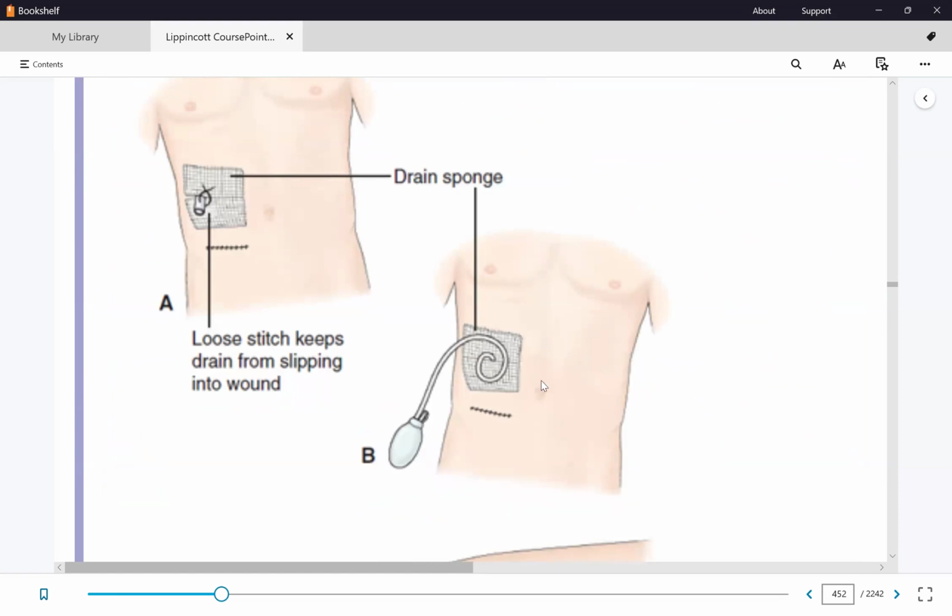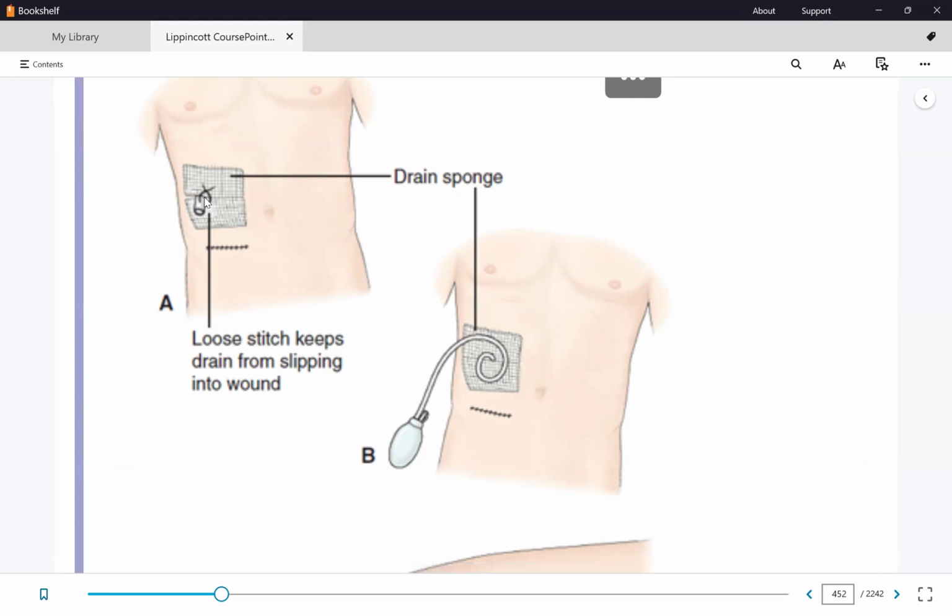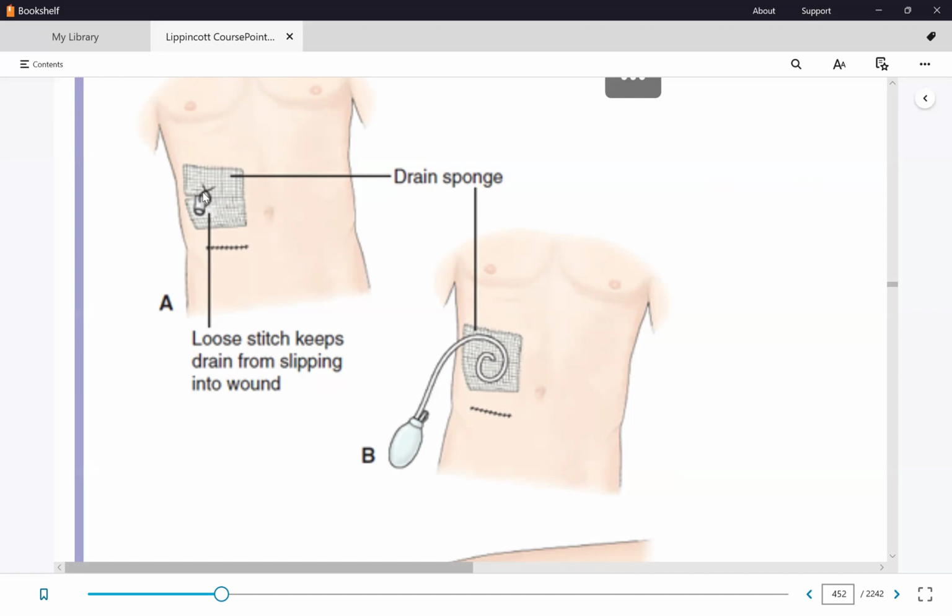All right, let's go to the drains. We've got a few drains here. We've got the Penrose. Penrose is drainage by gravity. It's basically just a flat latex tube that they put in place. It can slip, so it's usually kept in place with a safety pin. The safety pin will prevent the tube from slipping into the wound, into the incision.